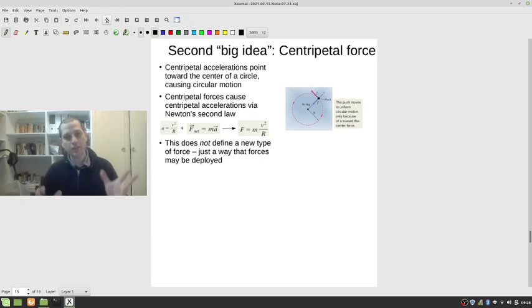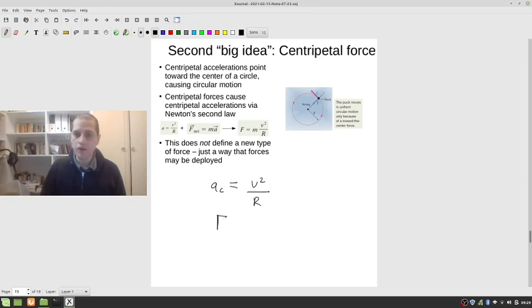Okay, our second big idea for today, I don't want to spend as much time on. We're going to use the idea of centripetal force. And as I said, centripetal forces are not a new type of force. It's just a force that's causing a centripetal acceleration. So our centripetal acceleration, remember, it's an acceleration towards the center of a circle, and it has a magnitude of v squared over r. R is the radius of the circle. V is how fast your object is going around the circle.